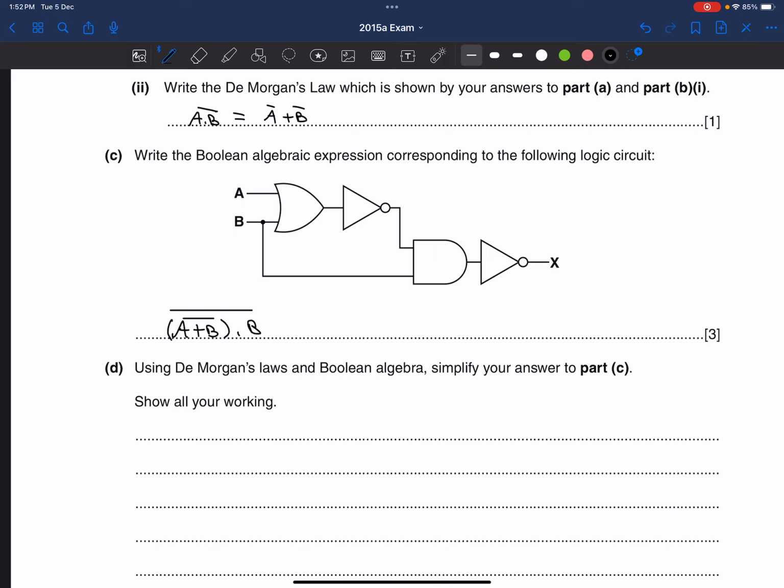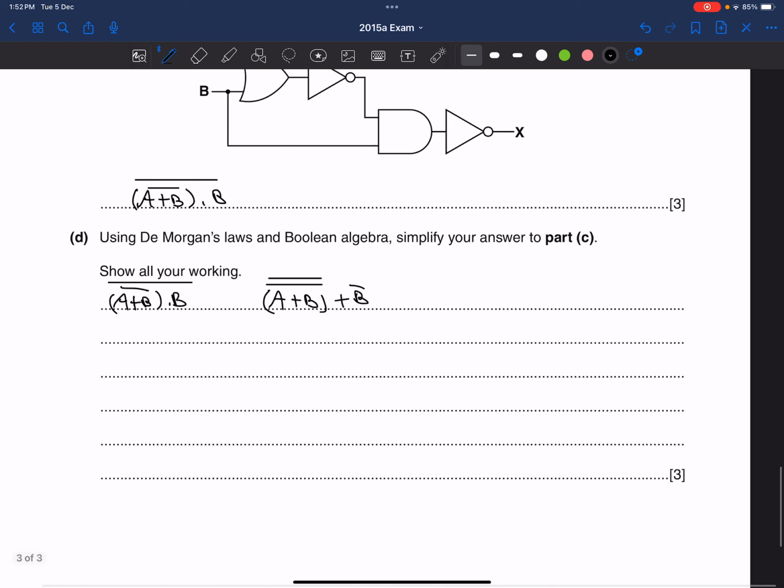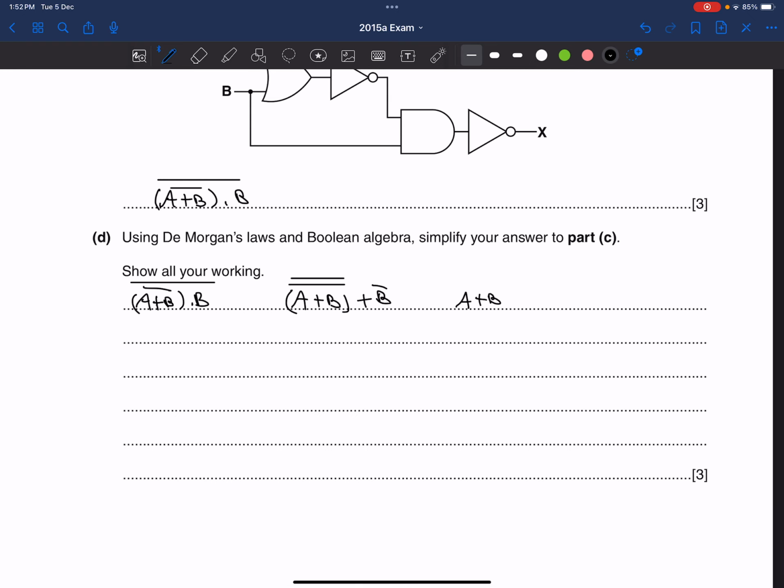Now here we can simplify this down. We can first use De Morgan's law to simplify from this step here. And now using De Morgan's law, we can get A and B with a double NOT on top, or NOT B. And the double NOT cancels out, which gives us A or B or not B.